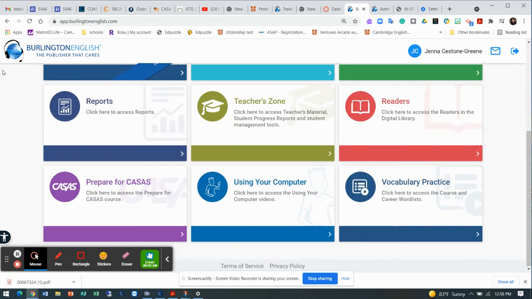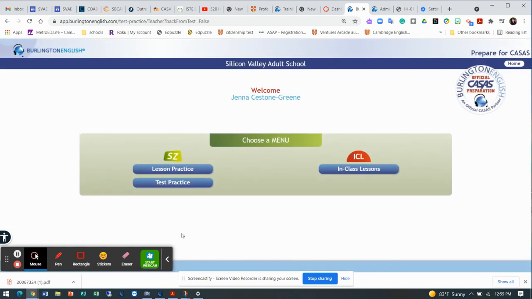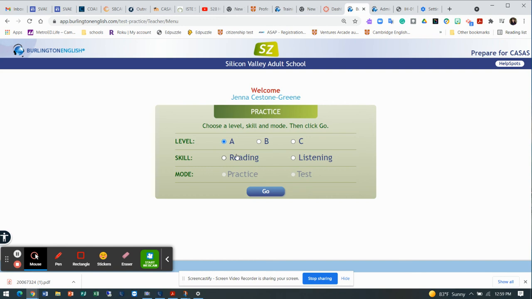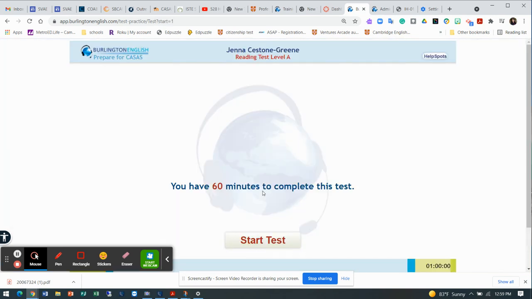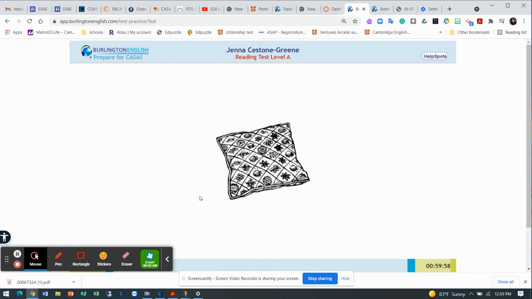And then they were showing how to prepare for CASAS because they have these new, this was new last year. And so there's a bunch of different Burlington CASAS preparation, test practice. So if they are really, really low and they need help with reading or listening, they can go ahead and practice test level. And it's exactly like the test. So you can go ahead and have them test themselves on that, what they would put in there. Really interesting to have them work on that.